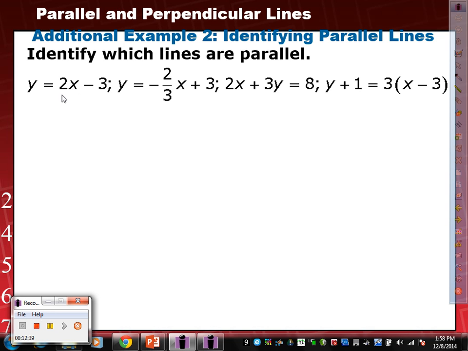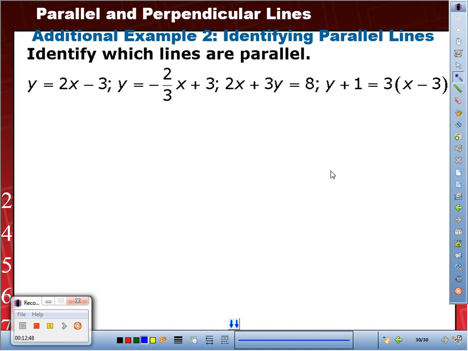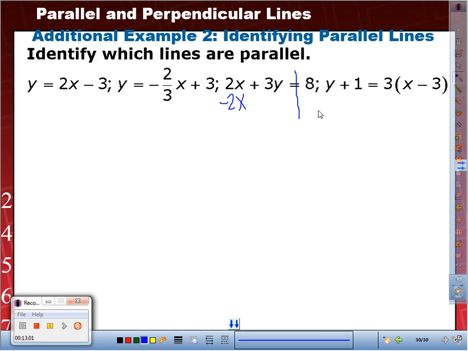Okay, let's see. Is the first one in slope-intercept form? Is the second one? Is the third one? No, that means we need to start working on that one. I'm not going to zoom in so you can finish copying those. But let's solve for y. What do I need to do here? Need to move the x to the other side, so we subtract 2x, subtract 2x.